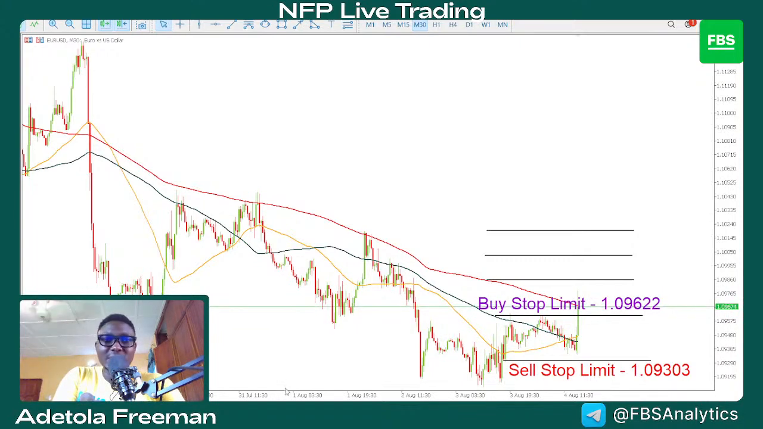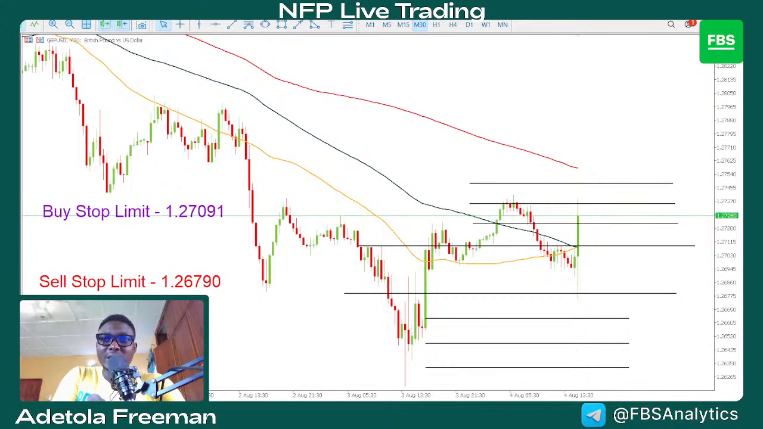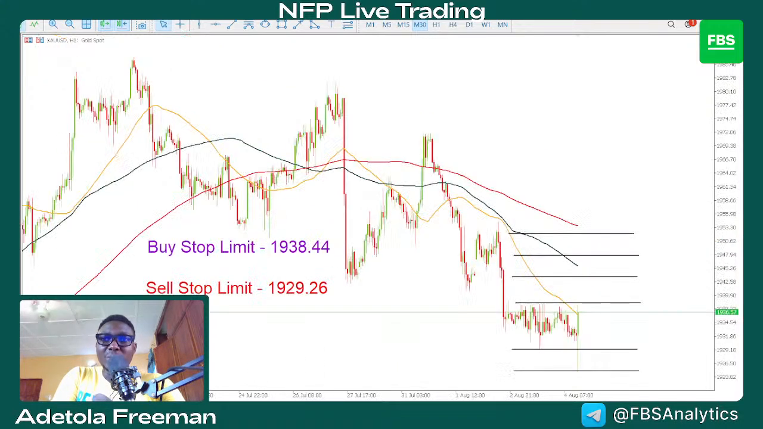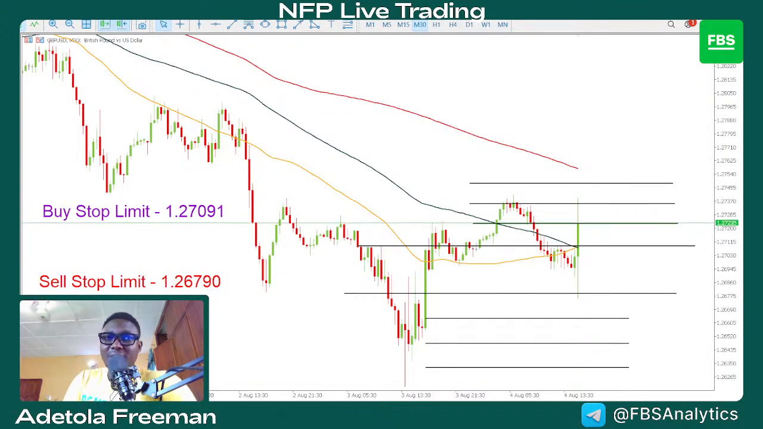So let's see how this plays out. This is our TP1 on Euro USD. Price is almost at our TP1. Price has passed our TP1 on GU. On gold, we've not activated the buy stop yet. So let's see how all of this plays out.